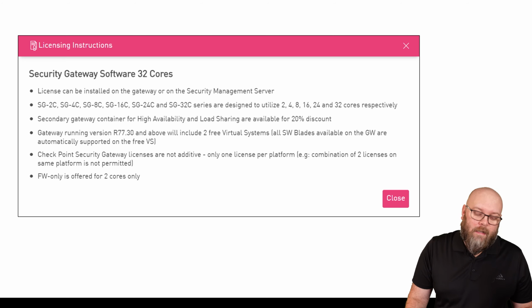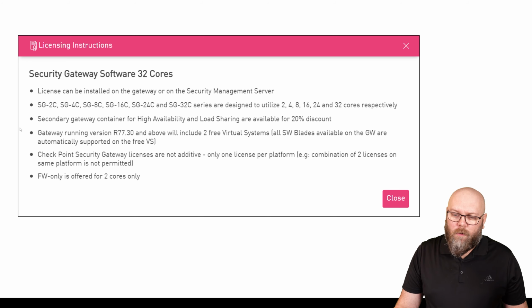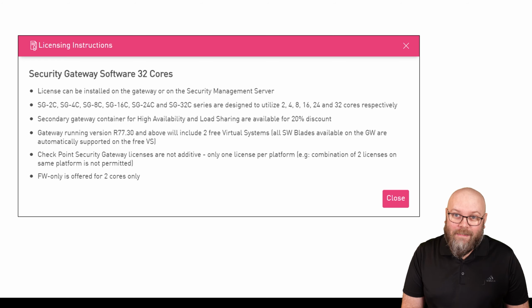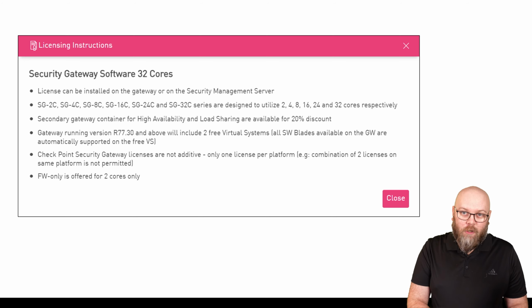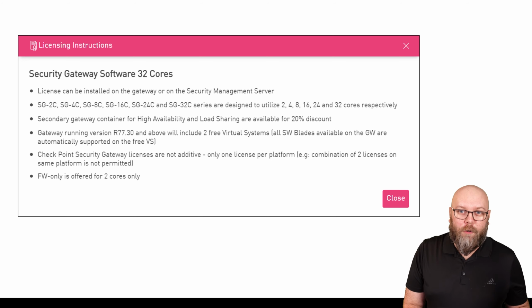It's still 8 cores, but for 3 years you have gained the performance increase of, well, how fast Intel is developing their CPUs. One more thing when it comes to software, if we check here, secondary gateway container for high availability or load sharing are available for a 20% discount. So if you, for example, run VSX with VSLS, and let's say you have 4 nodes, the 3 additional nodes after the first one are 20% cheaper, even though you run full production traffic on this one.